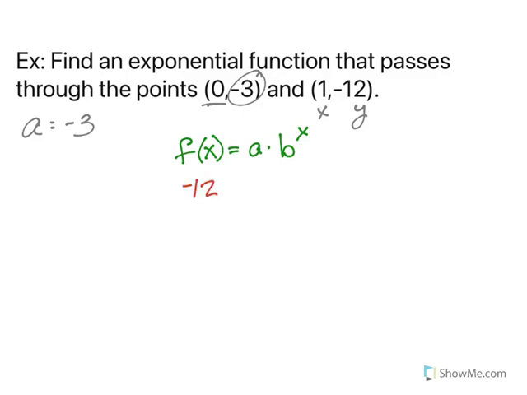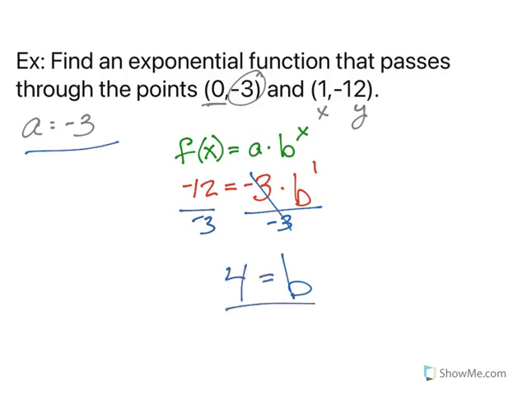Let's do one more. Find an exponential function that passes through the points (0, negative 3) and (1, negative 12). All right, we found x is 0, so that means my a value is negative 3. I have x, I have y. So once again, I'm going to start with my basic function, f of x equals a times b to the x. Now I can plug in what I know. I know that f of x is the same as y, which is negative 12. My a value is negative 3, times b to the x, x is 1. To isolate my b value, I divide both sides by negative 3, and I end up with b to the first, which is just b, equals a positive 4.